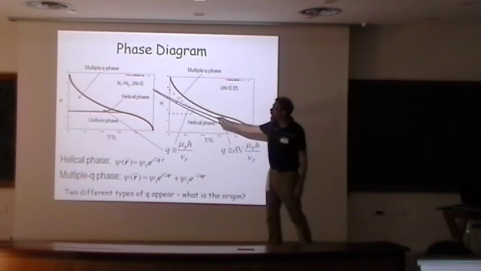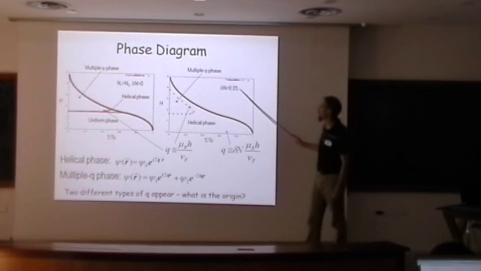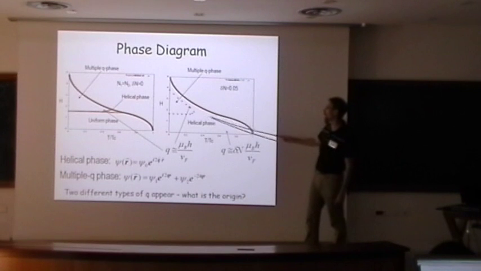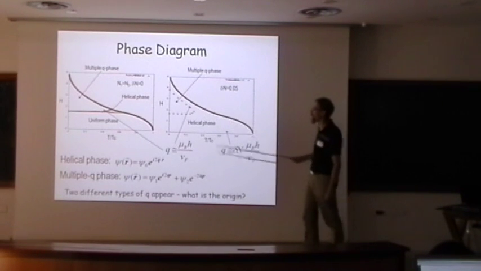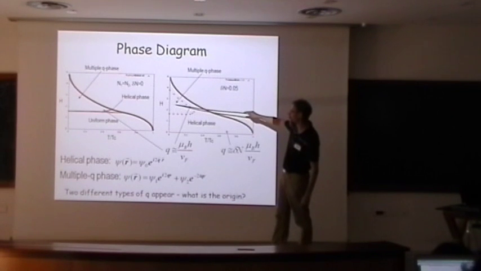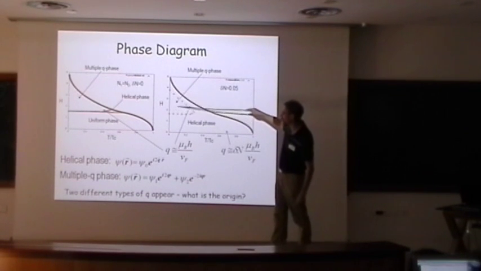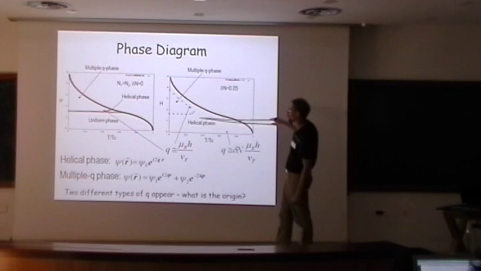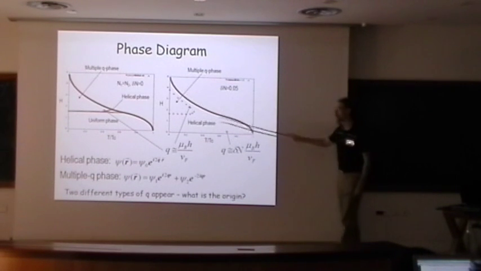Now, if you allow for a small difference in the densities of states of the two Fermi surfaces, you find a qualitatively different phase diagram. You find that this multiple q phase, where you have more than one plane wave solution showing up, shows up in this region here, and then the single q phase shows up everywhere in the phase diagram.